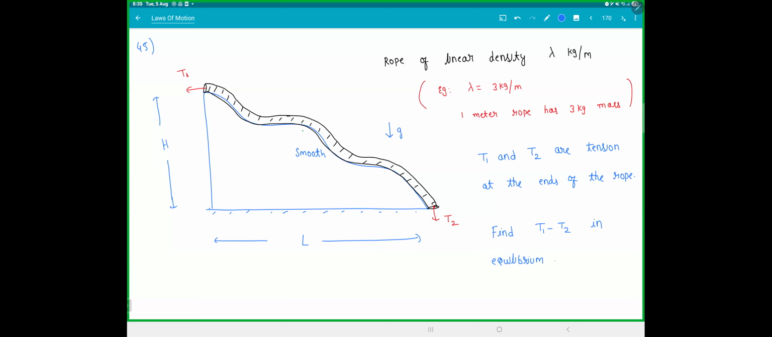Has everyone got the full picture of what is happening? You got a rope. The shape of the rope, I don't know. It depends on that incline. The length of the rope, I don't know. All that I know is the linear density, which is lambda kg per meter, meaning 1 meter of rope has a mass of lambda kg. So to keep this rope at rest, someone is pulling with T1 on the top and someone is pulling down with T2. What is the difference in tension T1 minus T2 if the rope is at rest?